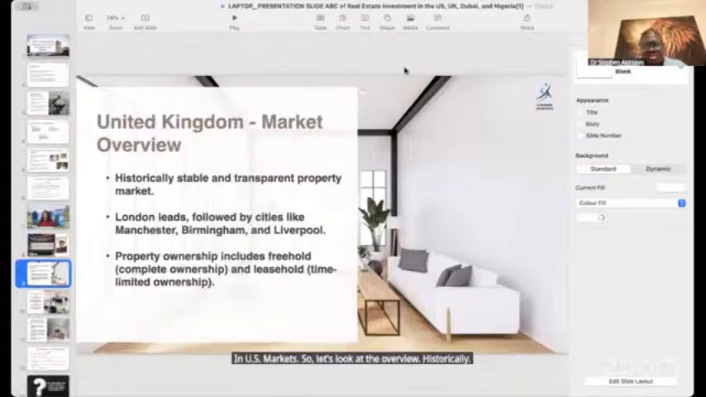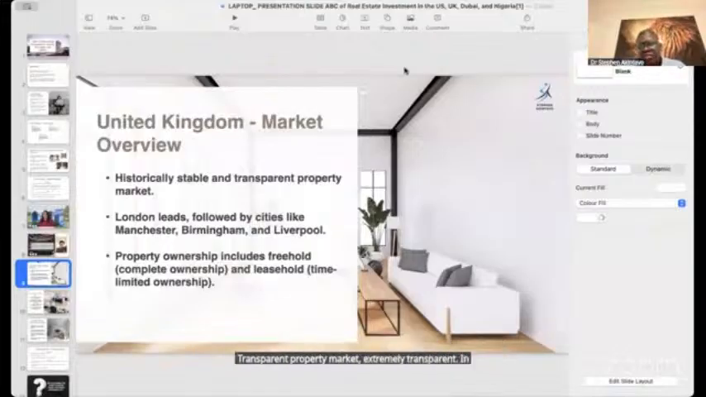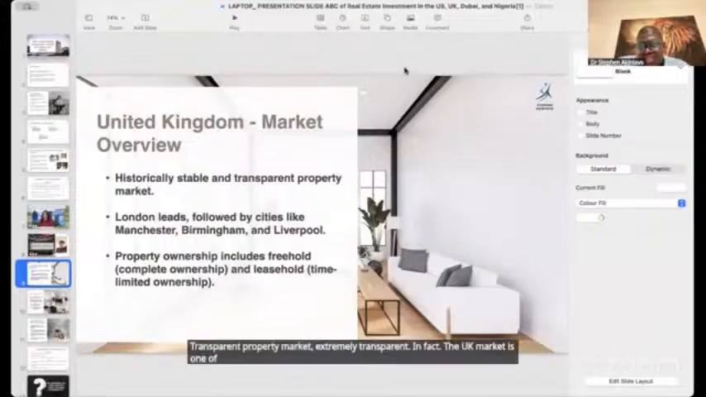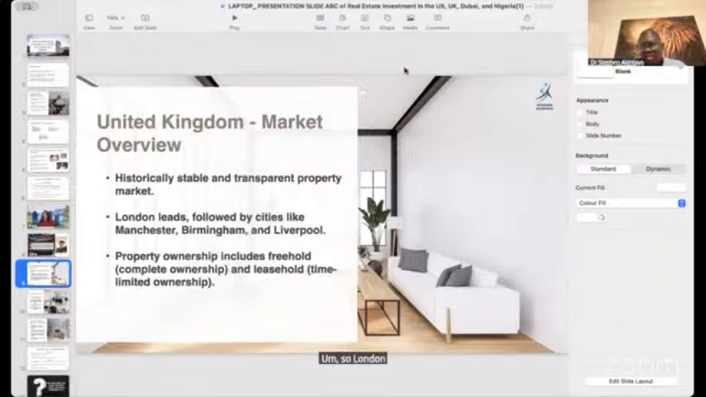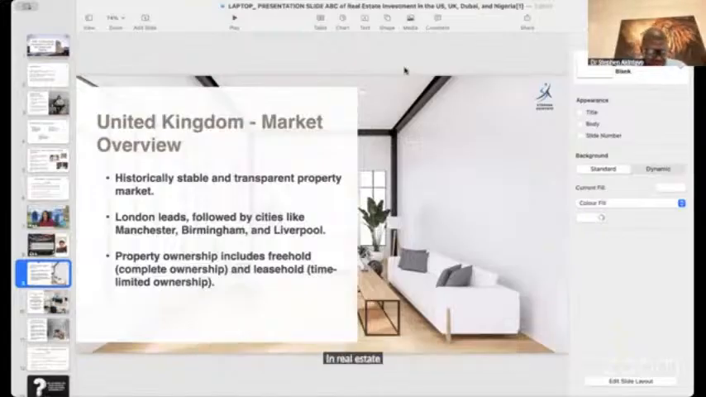Historically, the UK market is a very stable, extremely transparent property market. In fact, it is one of the real estate markets where the process takes long, because there's so much underwriting that the loan process can be very long. London leads the market with the highest returns, followed by cities like Manchester, Birmingham, and Liverpool, which are also good cities in terms of return on investment in the UK.